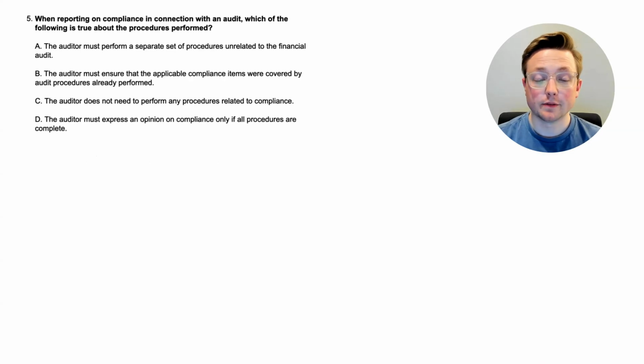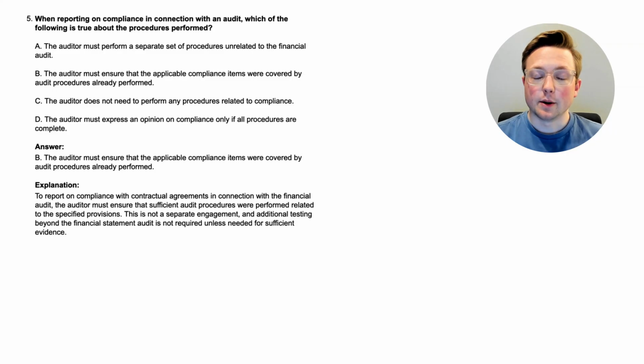All right, here we are at question 5. When reporting on compliance in connection with an audit, which of the following is true about the procedures performed? Let's go through the options. Option A, the auditor must perform a separate set of procedures unrelated to the financial audit. Option B, the auditor must ensure that the applicable compliance items were covered by audit procedures already performed. Option C, the auditor does not need to perform any procedures related to compliance. Or option D, the auditor must express an opinion on compliance only if all procedures are complete. So again, which of the following is true when they are going to perform procedures for the compliance? If you want to think about this, that's great. If not, let's go to the answer right now. All right, here we are at the answer.